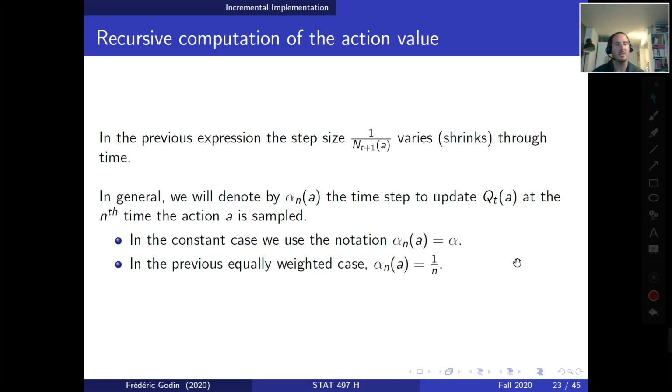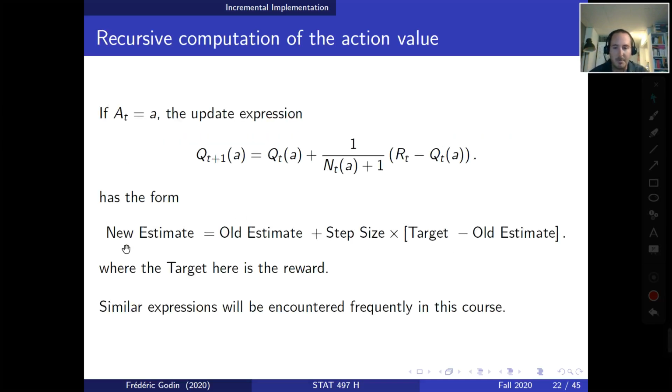So we could still apply, I'll go back one slide, we could still apply this type of equation to form recursively estimates of the expected rewards for all actions, but then instead of using 1 over n as the step size, we could use other quantities. One we will see next is to use a constant step size instead, and still apply this equation to form estimates of expected value of the various actions.